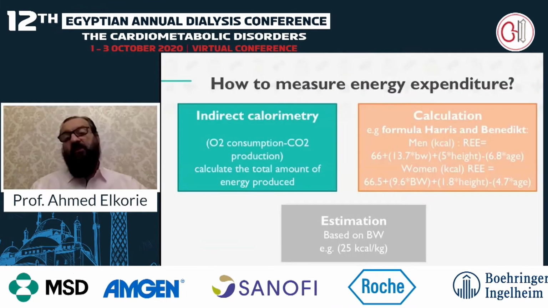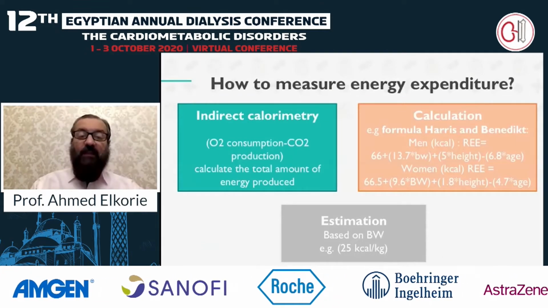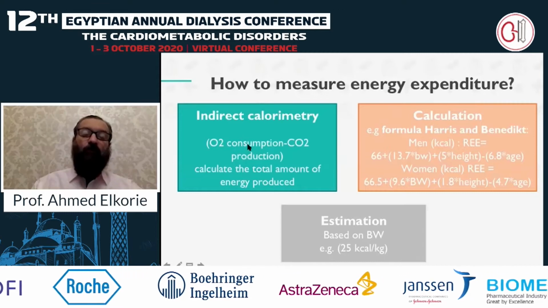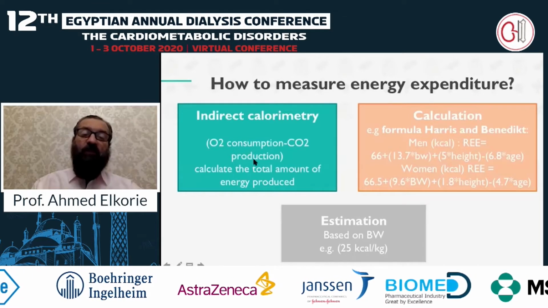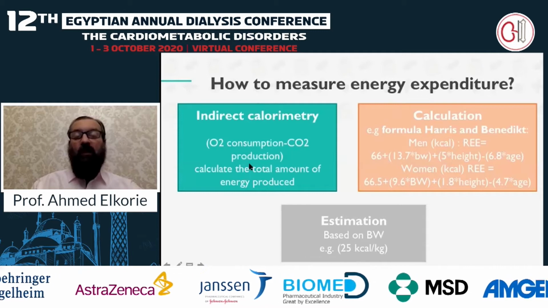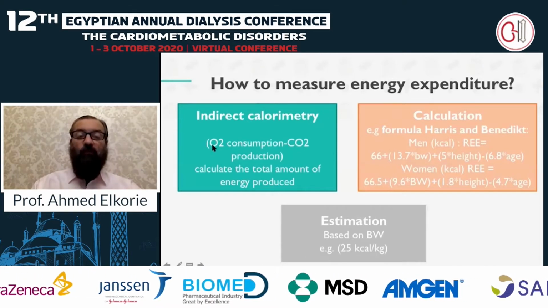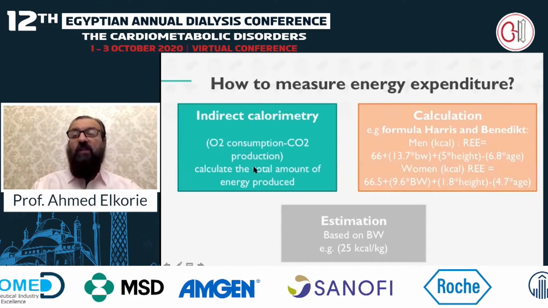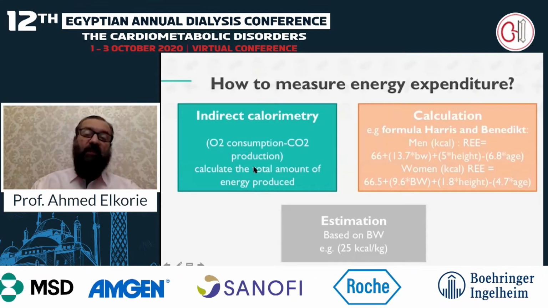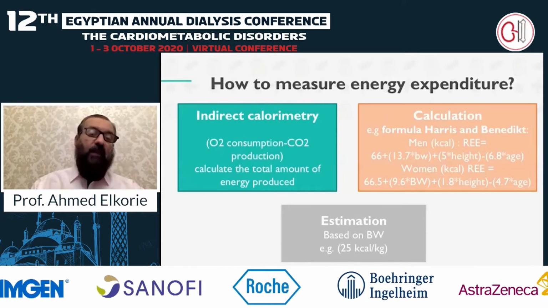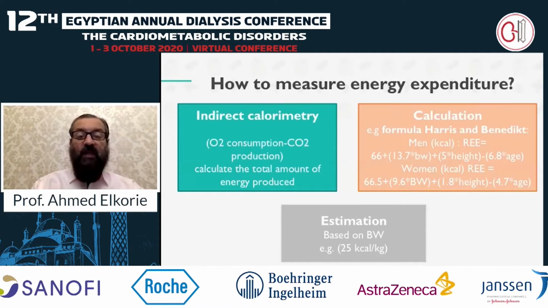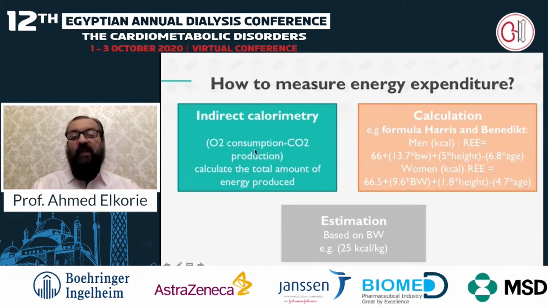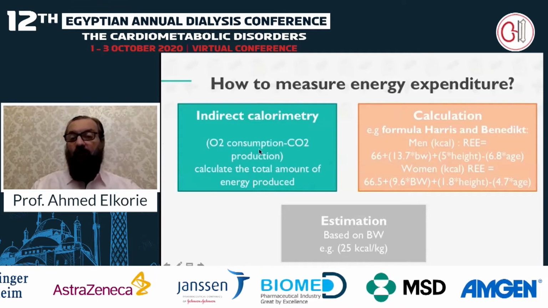How to measure energy expenditure? We have indirect calorimetry, which unfortunately is only applicable for those on a ventilator with CO2 measurement, because you have to measure the oxygen consumption and the CO2 production. So you need a CO2 measuring ventilator or a capnogram in a monitor, and you should calculate the total amount of energy produced by subtracting the CO2 production from the oxygen consumption.